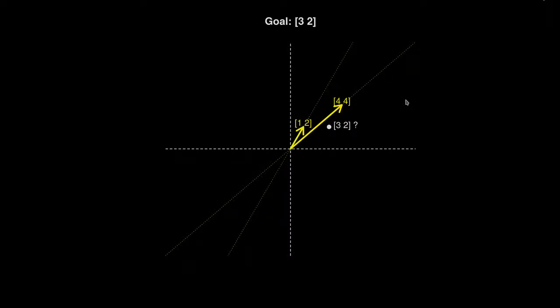Another example, what about 3, 2? That was another one that we started with. And remember, the answer to that was negative 1, 1. So what we do is we move negative 1 in the 1, 2 direction, which takes us to negative 1, negative 2. Then we turn around and almost do a complete 180, but not exactly a 180, because now we're going to move in the 4, 4 direction, 1 of those 4, 4 vectors to get up there.